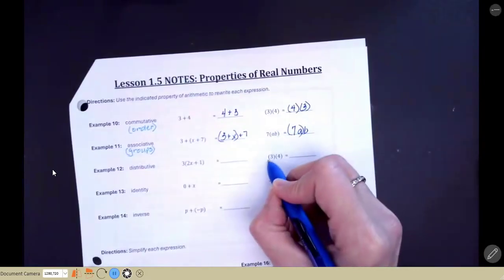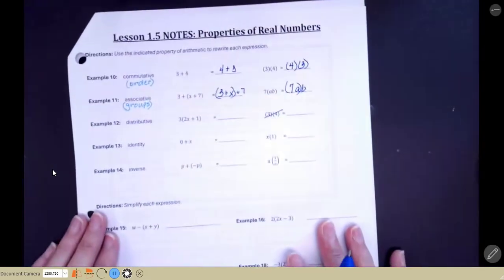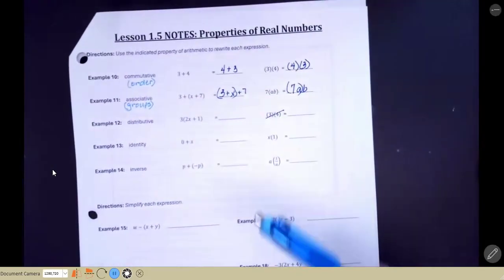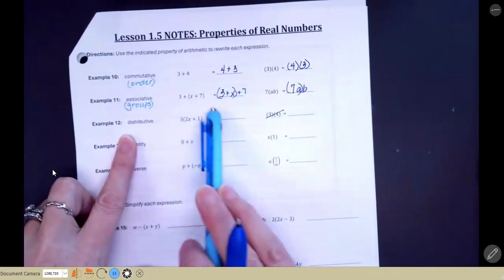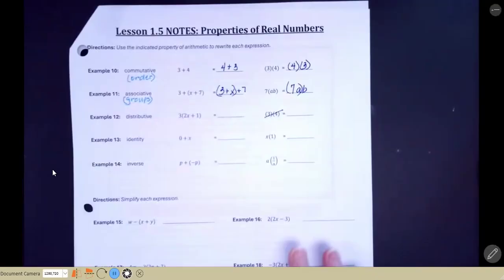Okay, this right here, let's ignore that because I'll have to go back and change some of these notes. Number 12 is the distributive property. I want everybody to distribute that right now on your own.